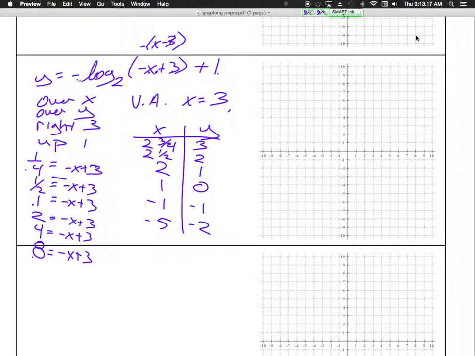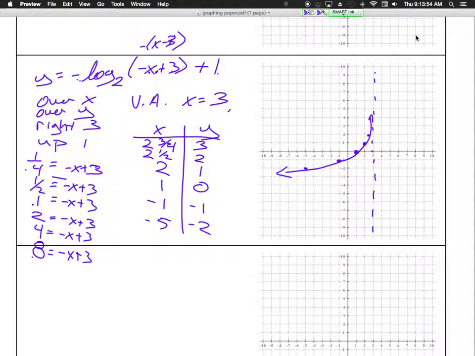Alright, so vertical asymptote at x equals 3. And then I've got negative 5, negative 2; negative 1, negative 1; 1, 0; 2, 1. And then I've got 2.5, 2. And 2.5, 2 is probably enough information. So from that, I should see that it's going to go up there, and it's going to flatten out a little bit on the left.